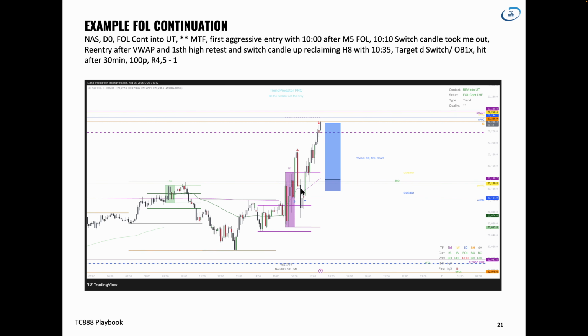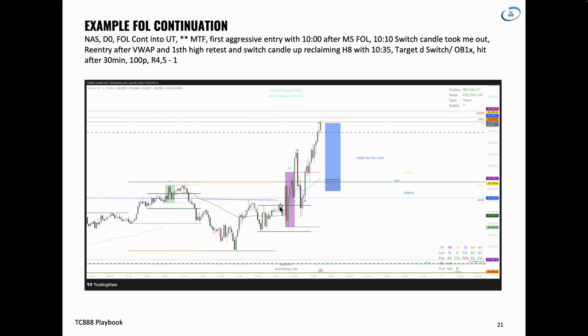Then it stops you out, and then after the deep fake out low here and the bullish switch candle here, reclaiming the VWAP and the 8-hour breakout level, I re-entered, and the trade was still on until here, the previous day high. So first aggressive entry, 10 o'clock. Switch candle took me out. Re-entry after VWAP and first hour high retest.